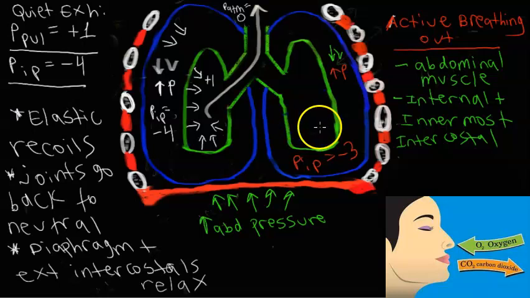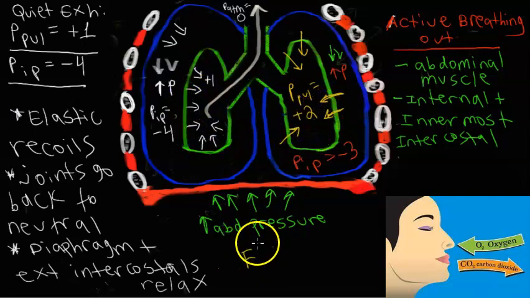And what this is going to do is it's going to push further in onto the lungs. It's going to push on the lungs further. So the pressure inside of the lungs, the intrapulmonary or intraalveolar pressure, is going to go up even further to +2. It's going to increase to +2. During quiet exhalation, it was +1, but now it's +2.